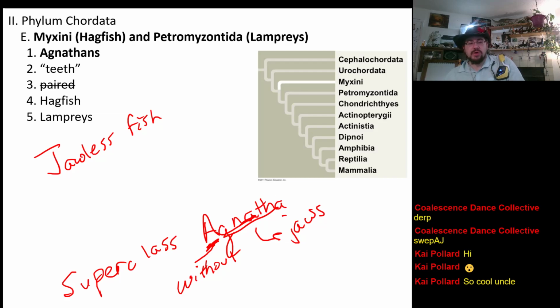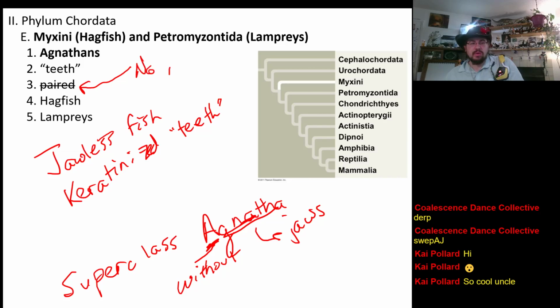Right? They do have tooth-like structures, but they are keratinized. So I'll put teeth in quotes because teeth are bony structures. So what appear to be teeth are keratinized structures. And these are generally for things like penetrating skin and attaching. A big thing about agnathans is that they do not have paired appendages. No paired appendages.